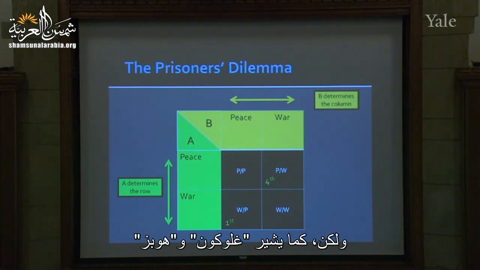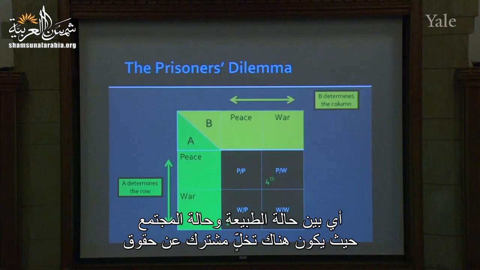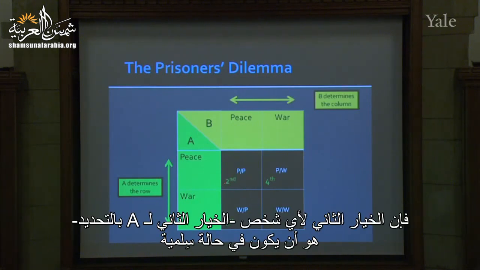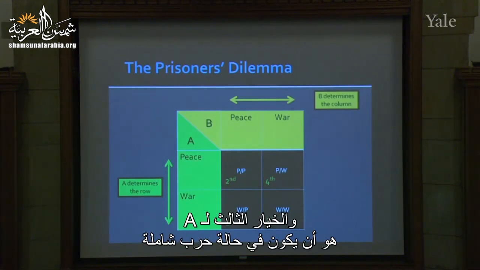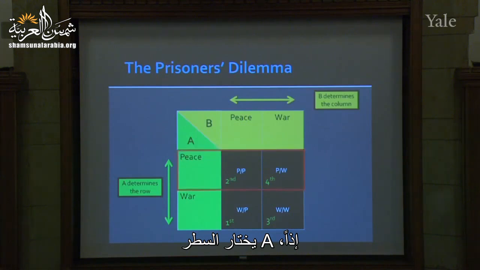But as Glaucon and Hobbes both point out, between the choice of peace, peace, and war, war, that is, a state of nature or a state of society where there's been a mutual laying down of rights, it is everybody's second choice, in particular A's second choice, to be in a peaceful state, and A's third choice to be in a state of total war. So the question that I want you to answer, so the choice that A makes is which row we're in.